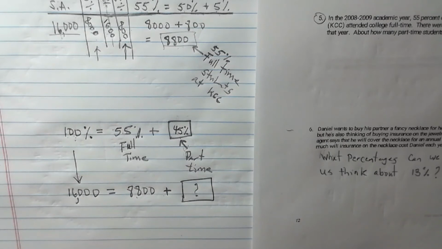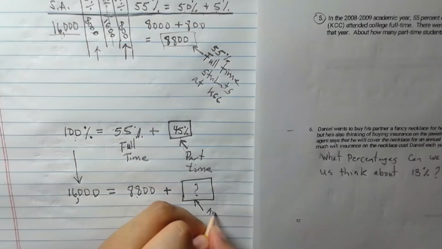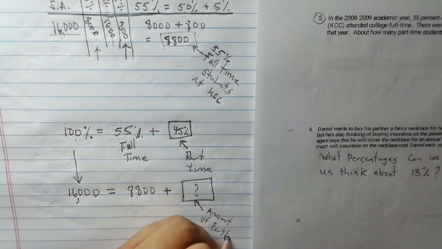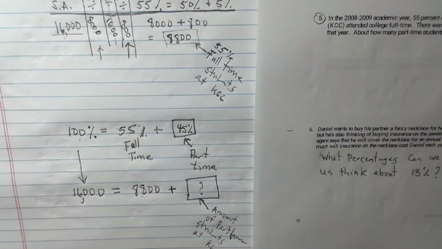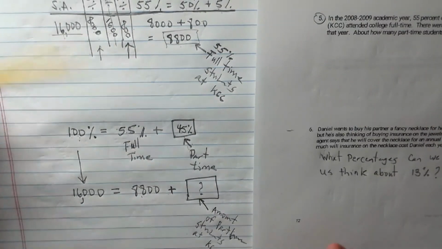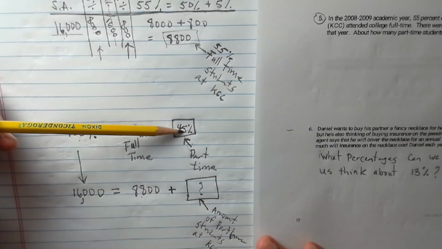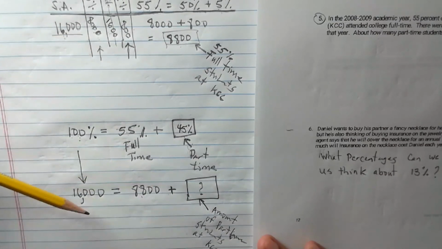Okay, and whatever that amount is would be the amount of part-time students at KCC. Okay, and I'll leave that part to you to find out. And if you really want to know if you're right, what you could do is find 45% of this amount and see if they match that amount. That's how you can check your work. Okay, and they should come to the same answer.